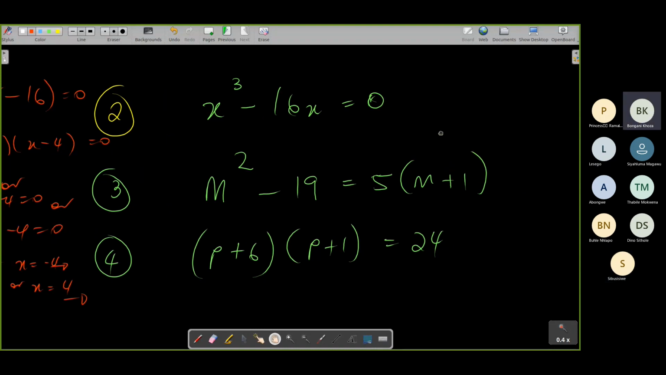All right, let's have the values for number 3. What did we get? Remember, we were solving for m, not x. m equals 8 or m equals -3. Did we all get that?